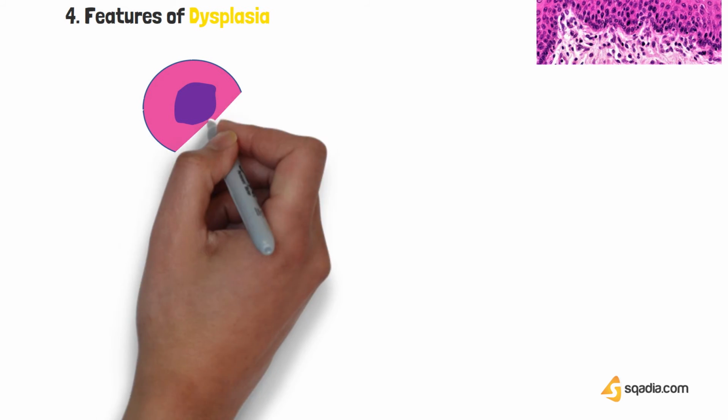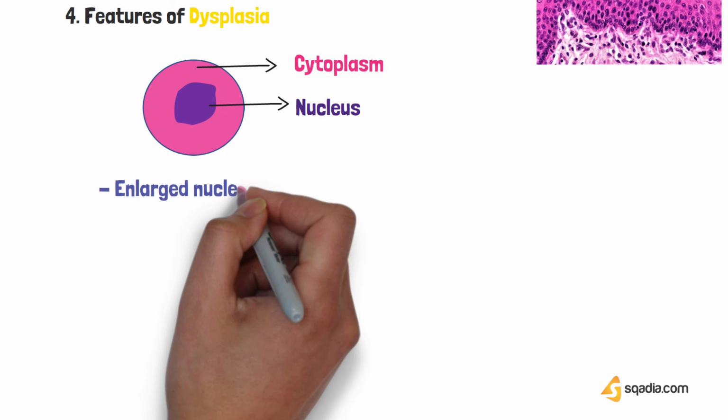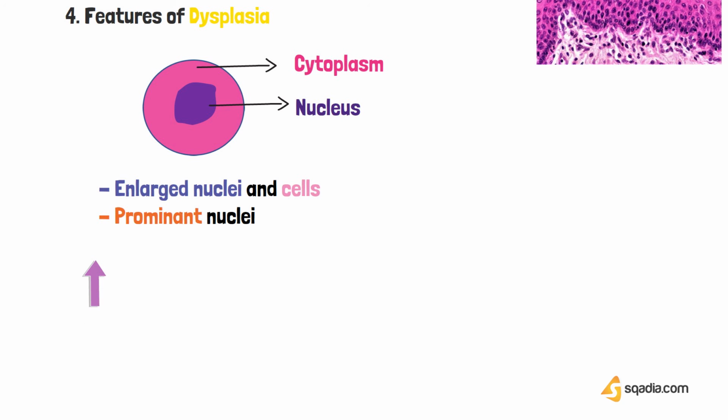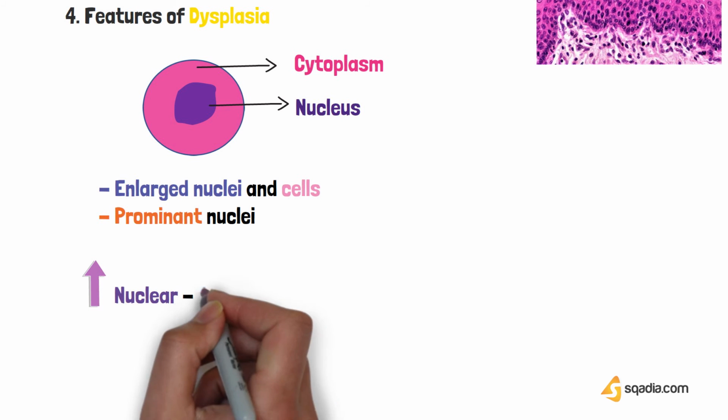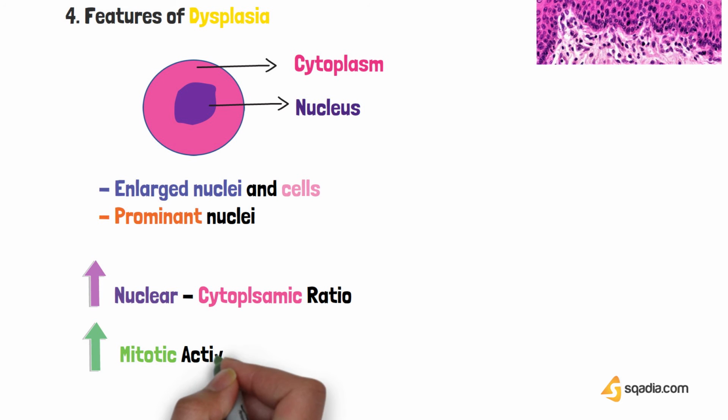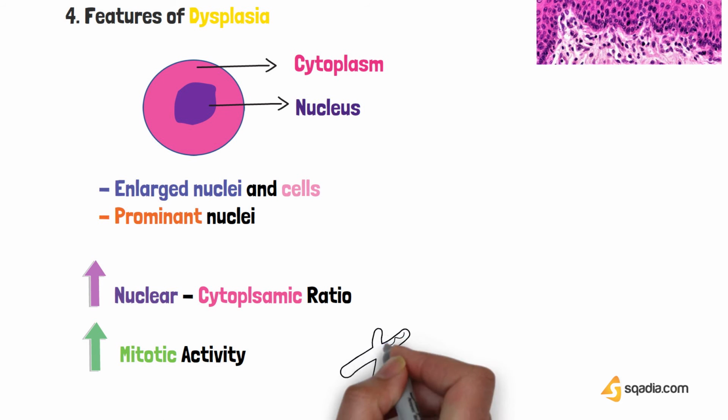So now this is a picture of a typical cell, with the purple part being the nuclei and the surrounding area is the cytoplasm. So in dysplasia, we will see enlarged nuclei and cell size. The nuclei will be prominent and there will be an increased nuclear to cytoplasmic ratio. We will also see an increase in the mitotic activity of the cells.